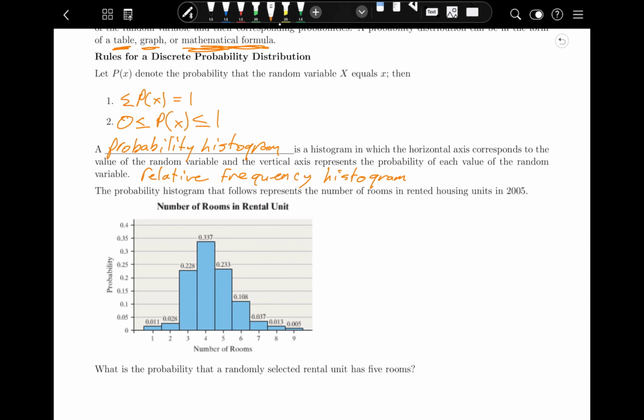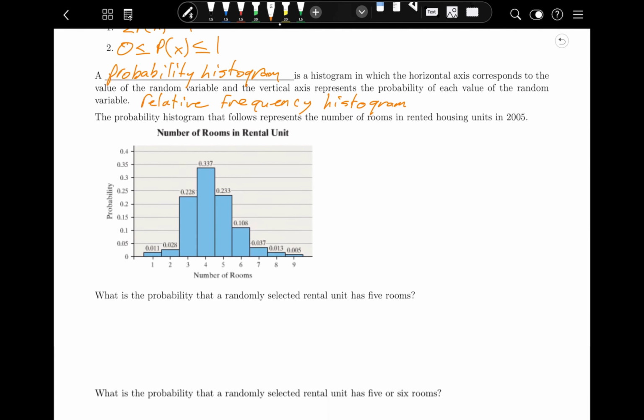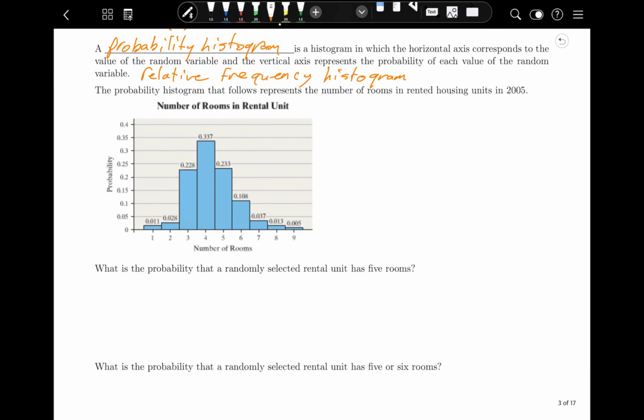The probability histogram that follows represents the number of rooms in rented housing units in 2005. So we've got our probability distribution. We've got the number of rooms, which are the values of the random variable, and then we've got the probability for each. What is the probability that a randomly selected rental unit has 5 rooms? We just have to look at how tall the bar is, so 0.233.